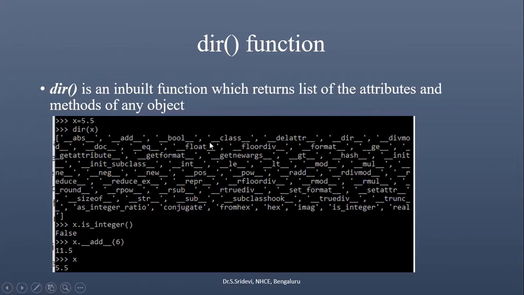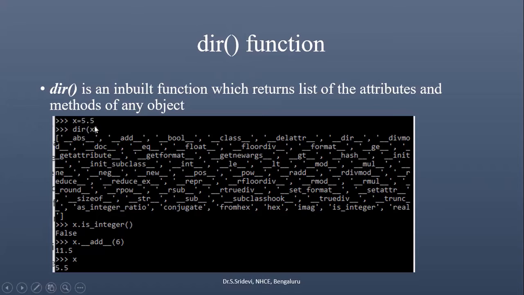Now, I have an object. I want to know all the attributes and methods associated with the object. To find that out, there is a function in Python. That function is nothing but dir. dir is a built-in function, and it is going to return the list of attributes and methods associated with any object.